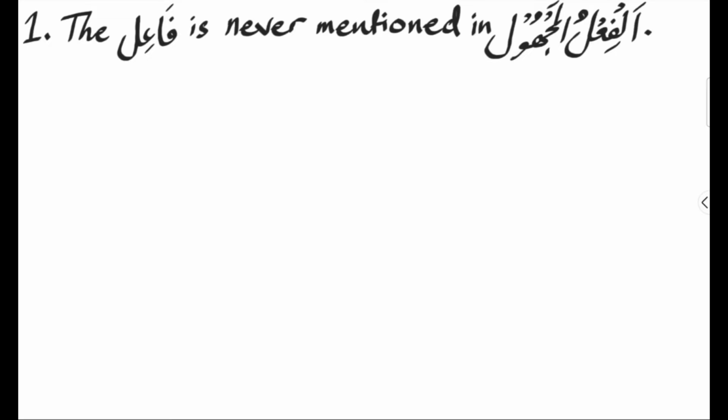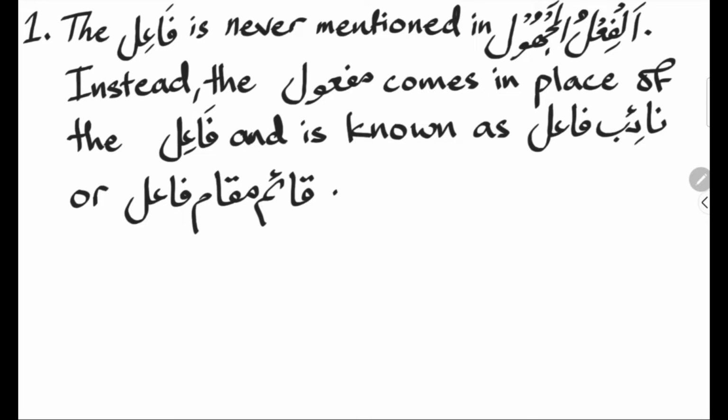So here you will bring the maf'ul after the fi'l, and it will be called naib fa'il or qaim maqam fa'il, substitute subject. And the reason it's called naib fa'il or qaim maqam fa'il, meaning substitute subject, is that it takes the place of a fa'il, right? It's coming in the place of a fa'il. And just like a fa'il, it gets a dhamma.